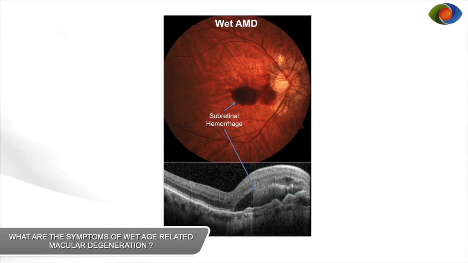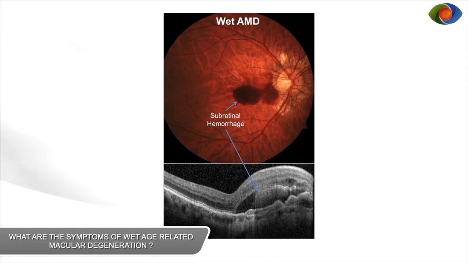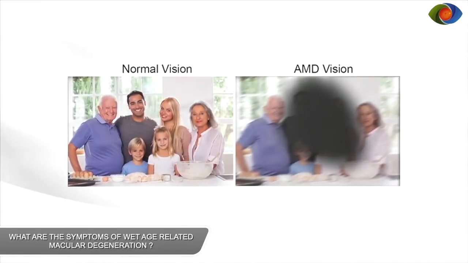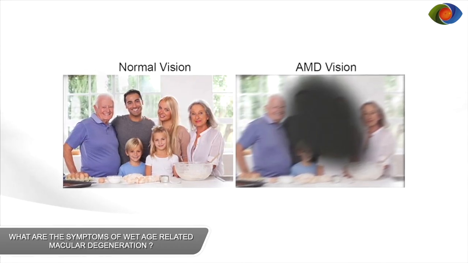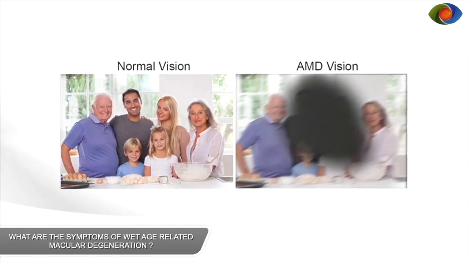Unlike dry age-related macular degeneration, wet degeneration produces a sudden decrease in vision, especially in your reading vision. This can present as a black area in the central part of your vision. When you're looking at somebody's face, you may find the nose and mouth area are darkened, or when you look at the paper, you will find that some areas you cannot see.